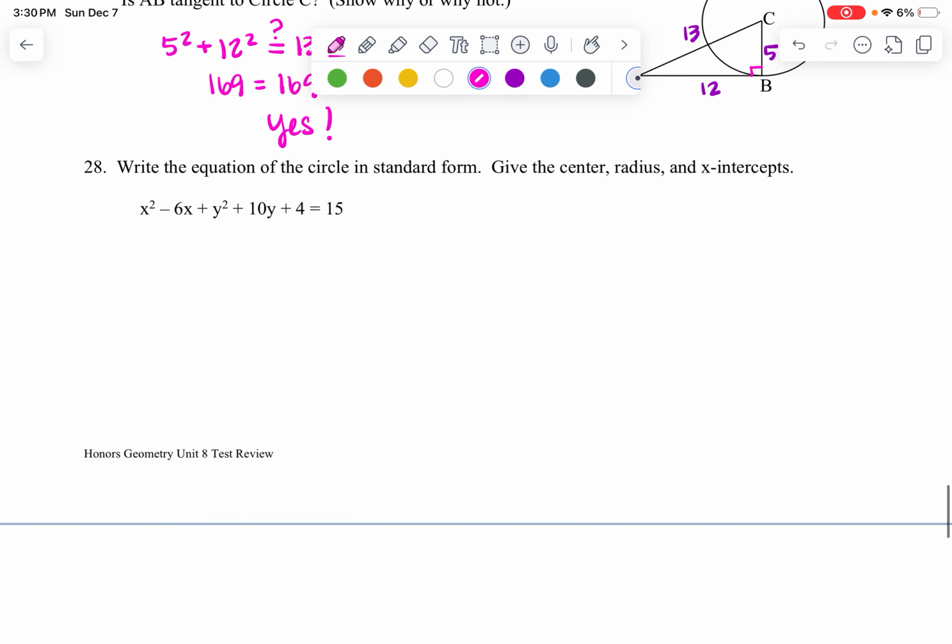All right, last question says, write the equation in standard form and then give the center, the radius, and the x-intercepts. Okay.